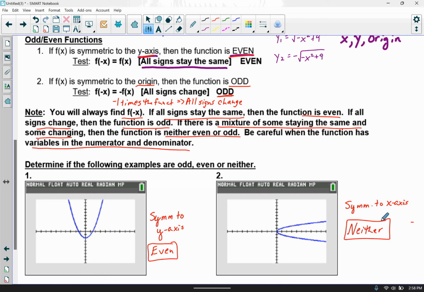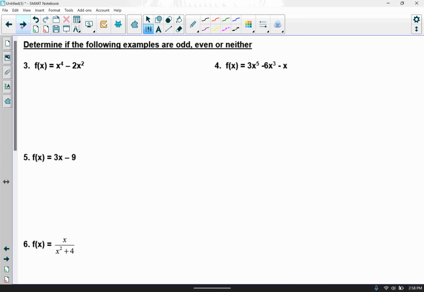Let's flip it on over. And in examples 3 through 6, we are looking at determining whether these examples are odd, even, or neither. Okay. So let's come down here below in example 3. For all of these, this is where I'm going to find my f of negative x.